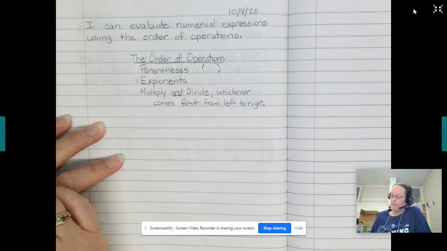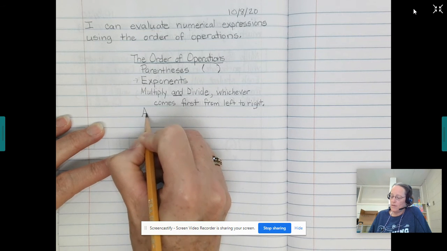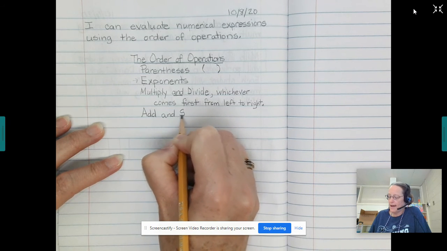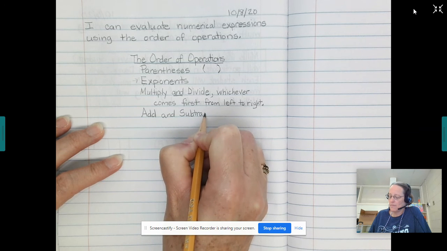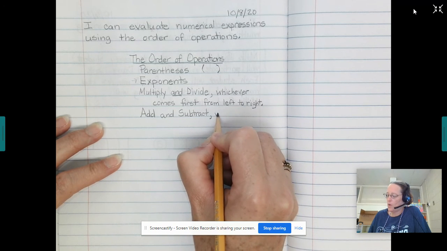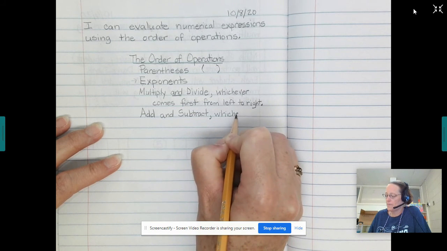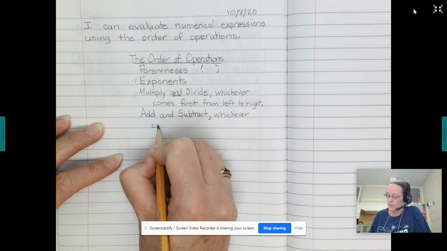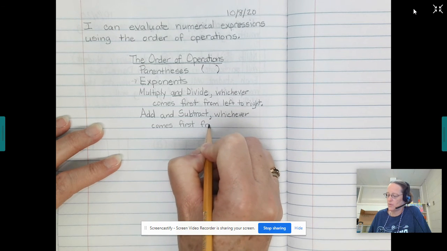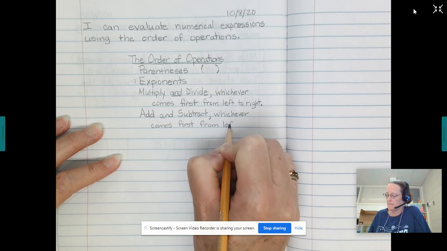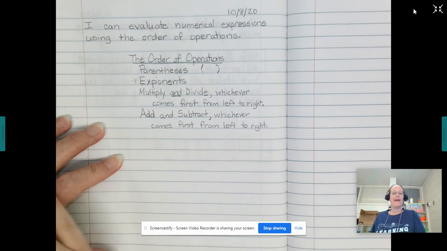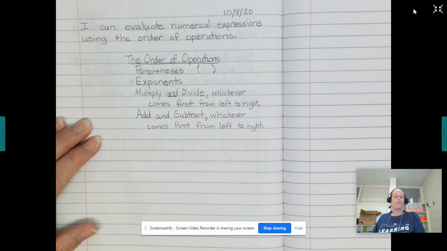1, 2, 3. So the fourth step in the order of operations is that we add and subtract. And guess what? That statement again, whichever comes first from left to right. And that is the order of operations.